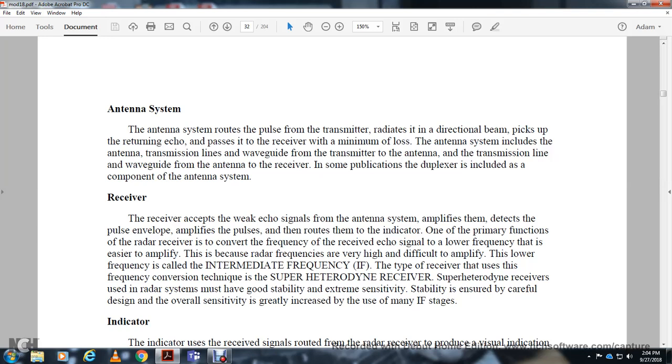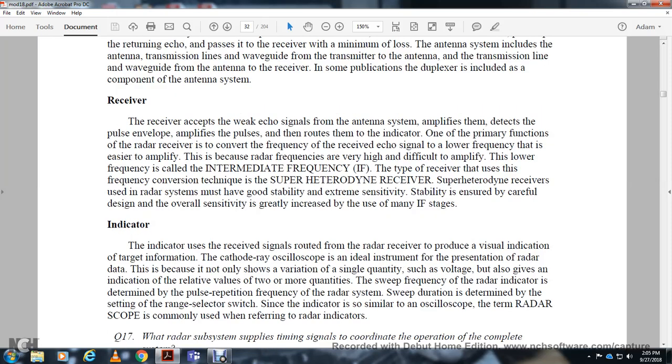One of the primary functions of the radar receiver is to convert the frequency, receiving the echo signal at a lower frequency that is easier to amplify, because the radar frequency is very high and difficult to amplify. The lower frequencies are called the intermediate frequency, and the type of receiver is chosen for the ease of the frequency conversion technique. The superheterodyne receiver is used in most radar systems; it is extremely sensitive and must be carefully designed for stability. Sensitivity is greatly increased by the use of the intermediate frequencies.